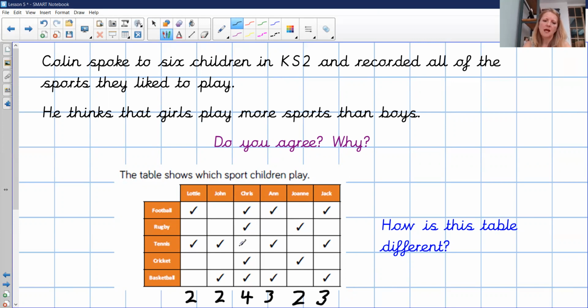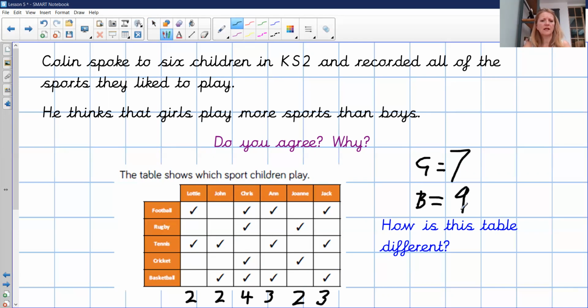Okay, so now if we add up how many the girls liked, so Lottie's, that's 2. And 3 is 5. And 2 more is 7. Okay, so let me just check that. So Lottie was 2, Anne was 3, and Joanne was 2. So that's 7 sports for the girls. And let's just check the boys. So John was 2, Chris was 4, so that's 6. And Jack was 3, so that was 9 altogether.